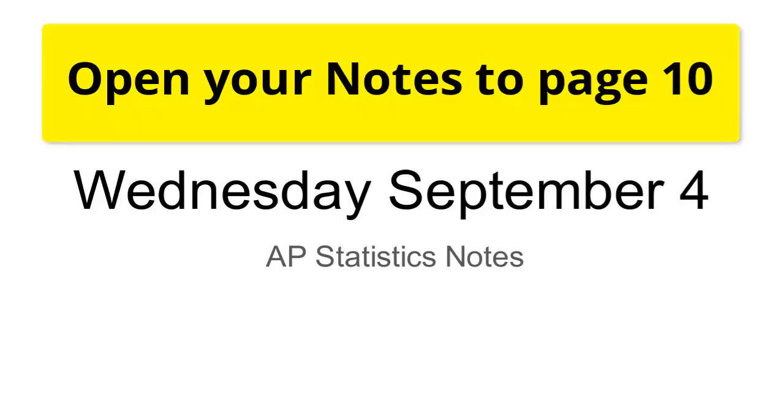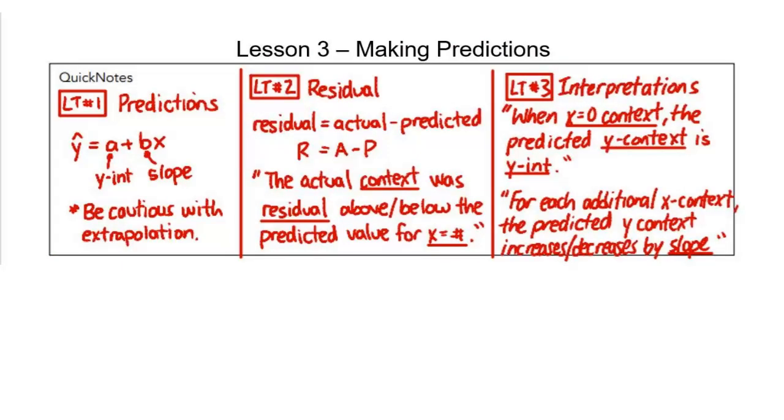We didn't get to this yesterday, but we are going to recap our main lesson points. We had 3 main learning topics for yesterday. One is making predictions. We use our line of best fit, or the least squares regression line, to make predictions.